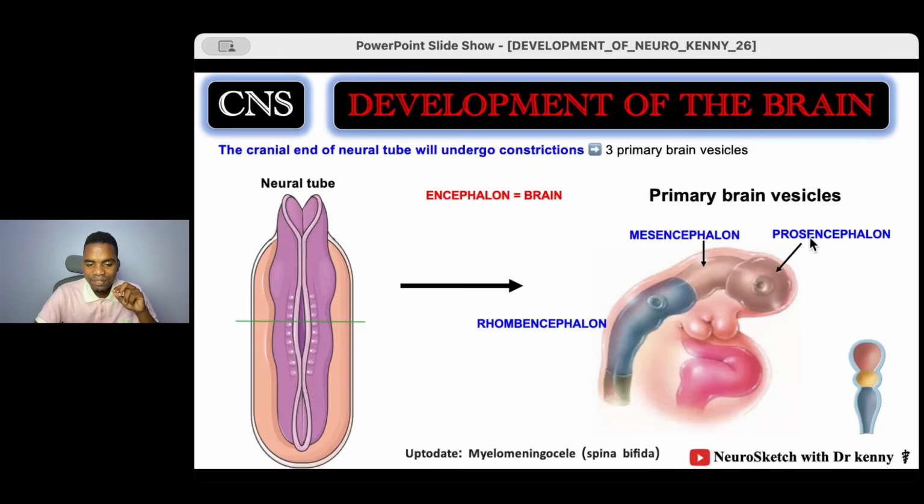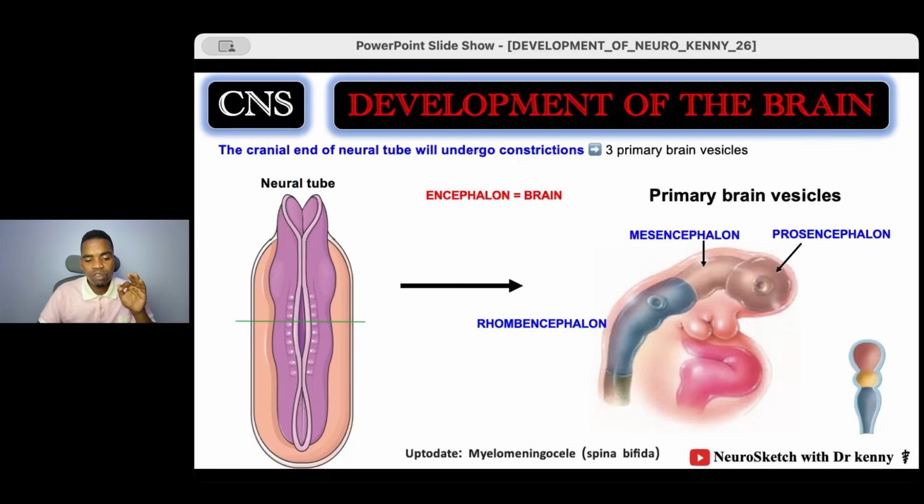Okay, I want to give you a trick here. The word encephalon means brain. So pros means fore, anterior. The prosencephalon is the future forebrain, and mes means mid. So the mesencephalon is the future midbrain, and the rhombencephalon is the future hindbrain. This is easy. These are the 3 primary vesicles.